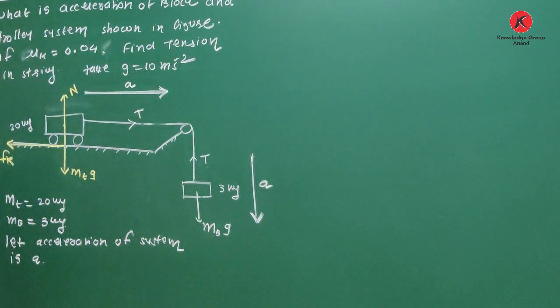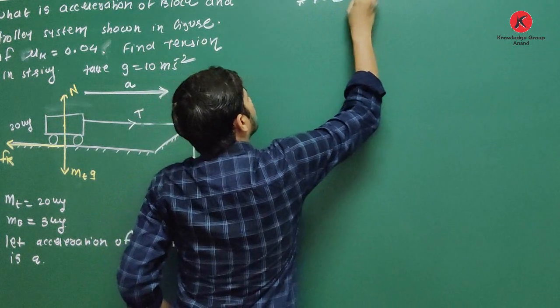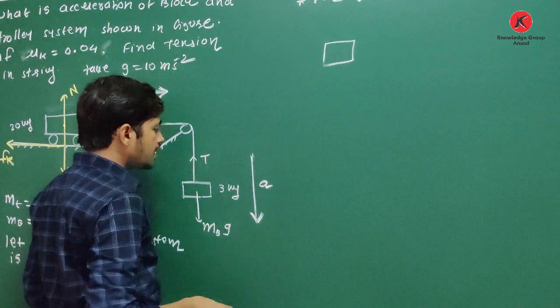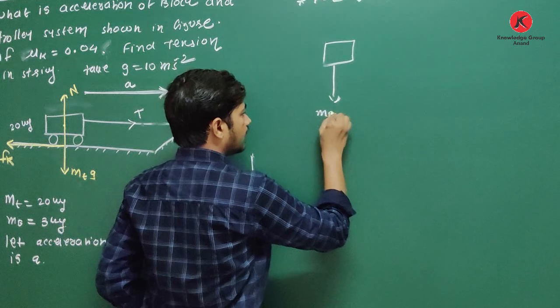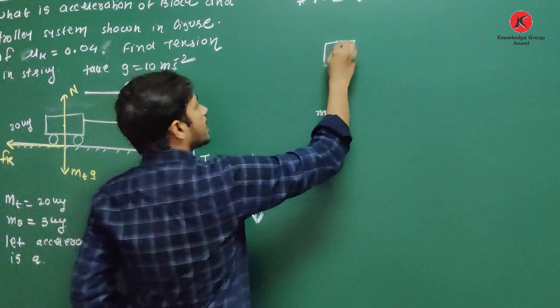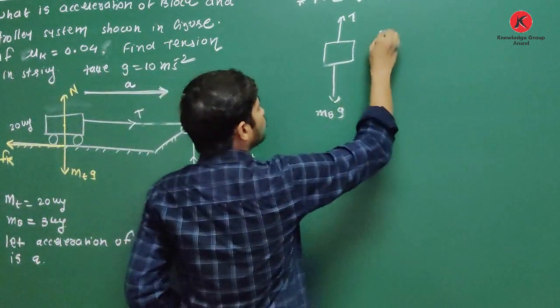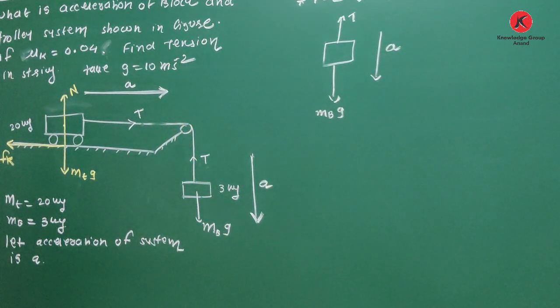Now, we have to find what is the acceleration and what is the tension produced in the spring. First of all, I will consider this system, the block. I will draw only the block. On the block, in downward direction, the force acting is MBG, and in upward direction, the force acting is tension. Clear about this? And yes, it is moving with acceleration A in downward direction.